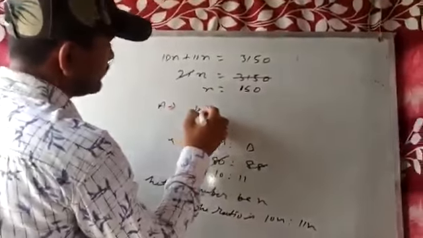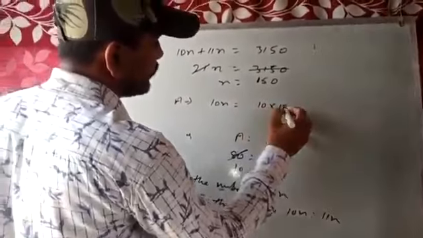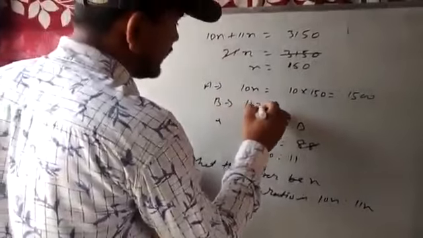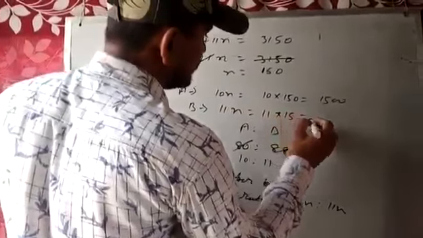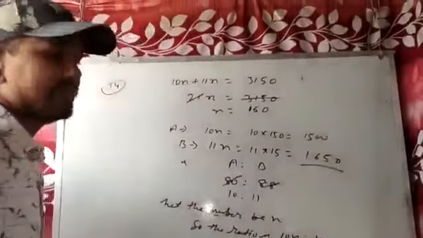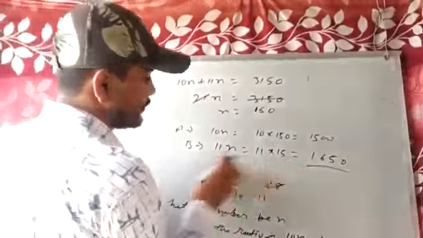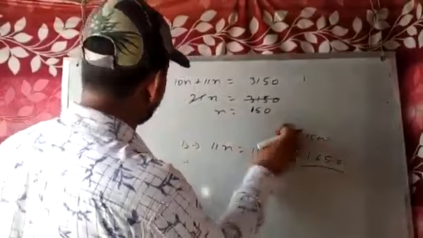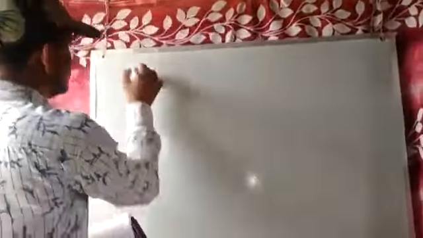So A will get 10x, that means 10 into 150 is equal to 1500. B gets 11x, so 11 into 150 is equal to 1650. Okay, so A will get 1500 and B will get 1650. See children, question number 15 and 16 are very easy. I hope you can solve them. Now I will solve question number 17.